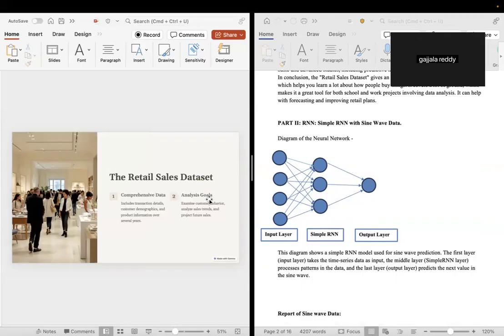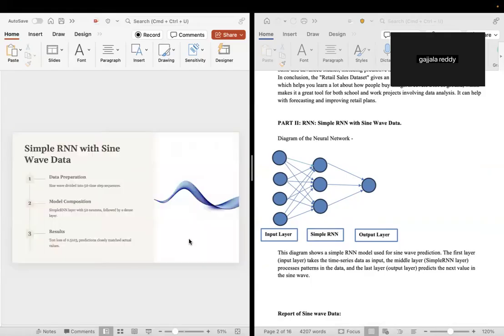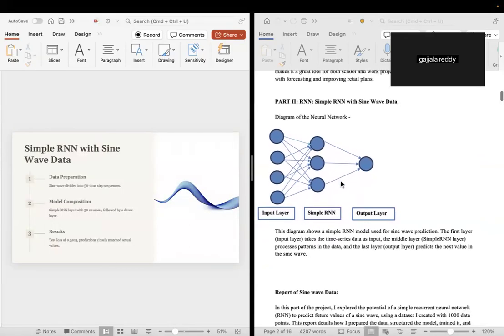Here is the retail sales dataset, comprehensive data and analysis goals. The comprehensive data includes transaction details, customer demographics, and product information over several years. Coming to analysis goals: examine customer behavior, analyze sales trends, and project future sales. Here is the simple RNN with sine wave data. Coming to this, there is data preparation: the sine wave is divided into 50 time step sequences.